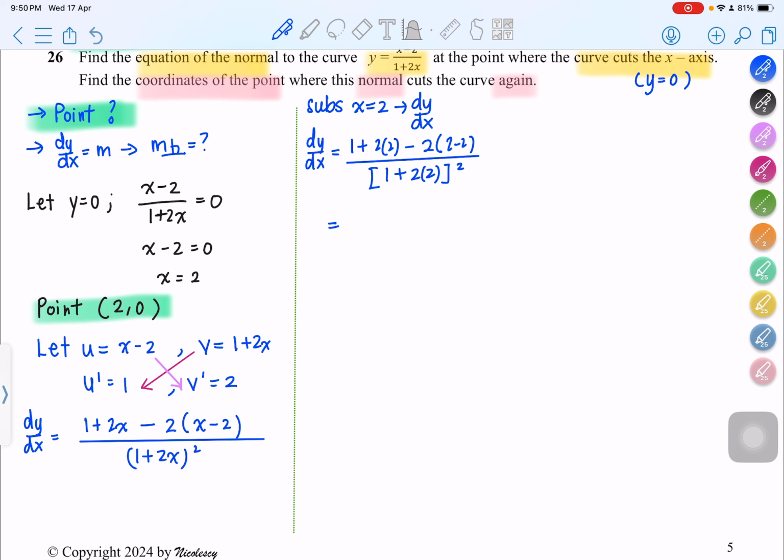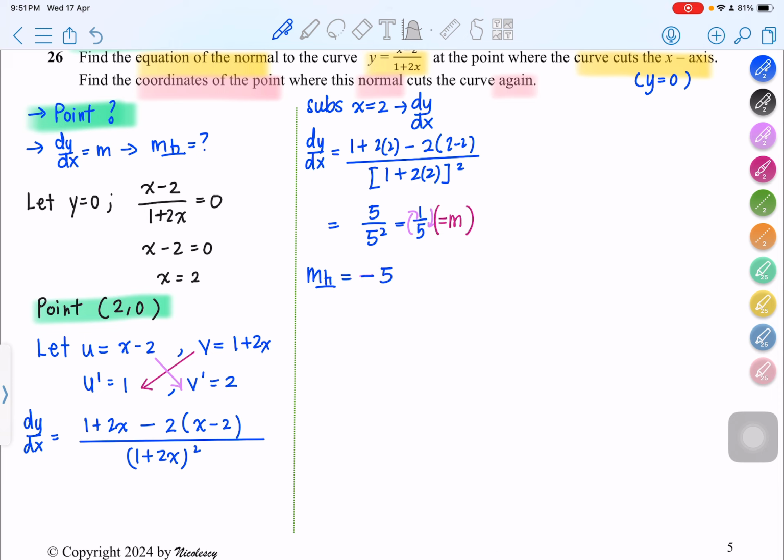Okay, from here I will get 5 over 5 squared, which equals 1 over 5. This 1 over 5 is the gradient of the tangent. So I can find the gradient of the perpendicular, or gradient of the normal, by flipping my 1 over 5 and adding the negative. So it becomes negative 5.